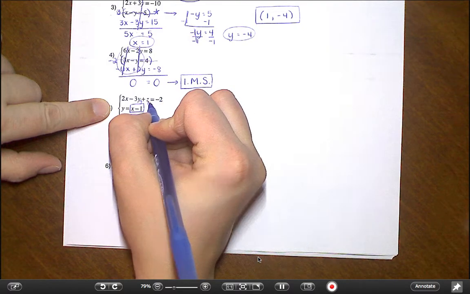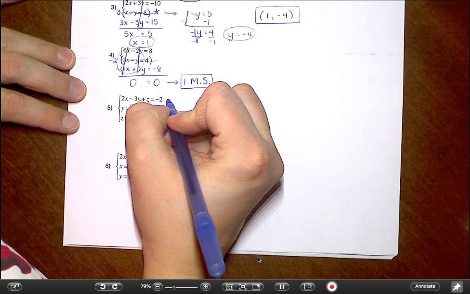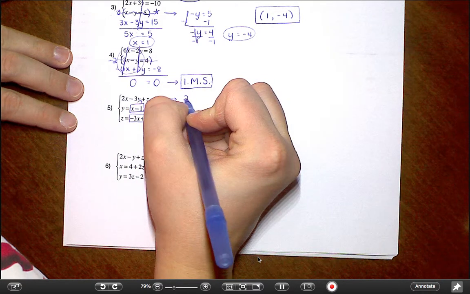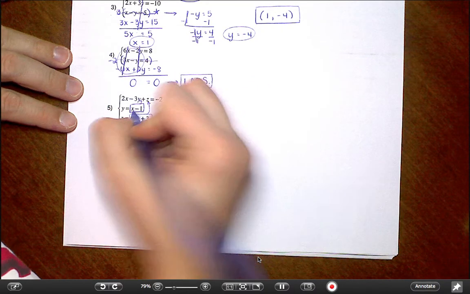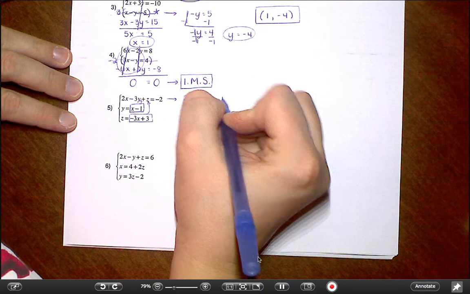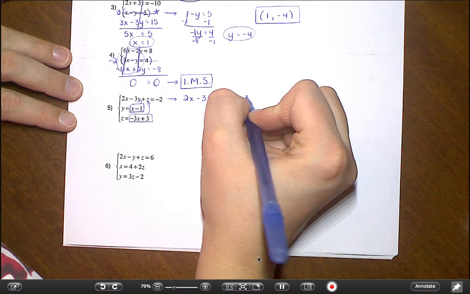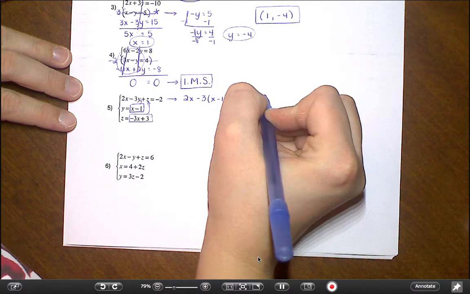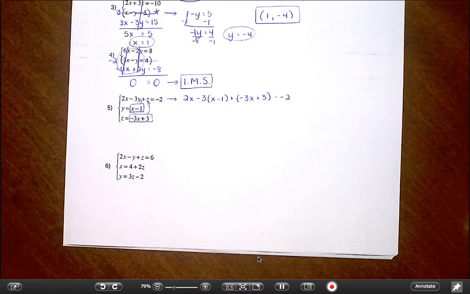and plug them both into the top equation, and that's going to give me one big equation, but it's just going to have x in it. So this equation is now going to say 2x minus 3, but instead of y, I'm putting in x minus 1, plus z, which is negative 3x plus 3, equals negative 2.